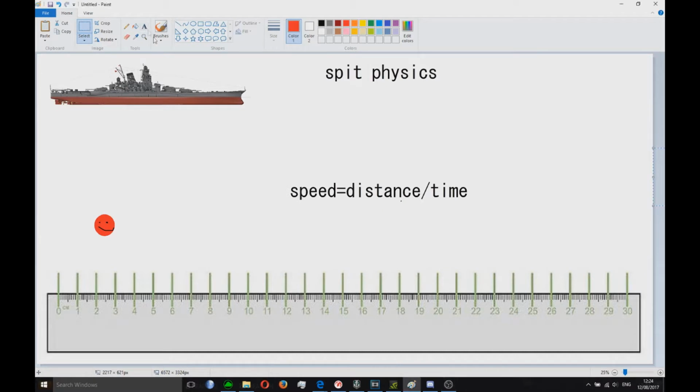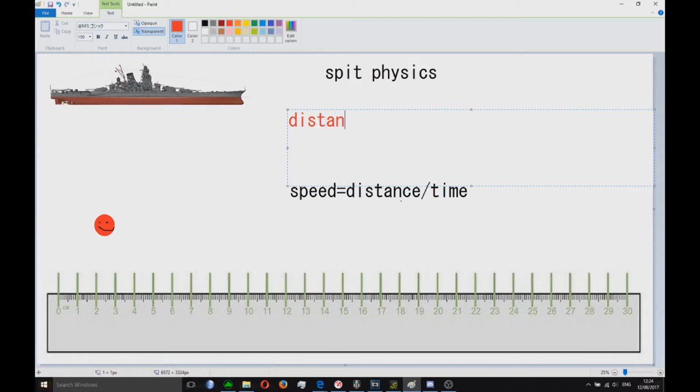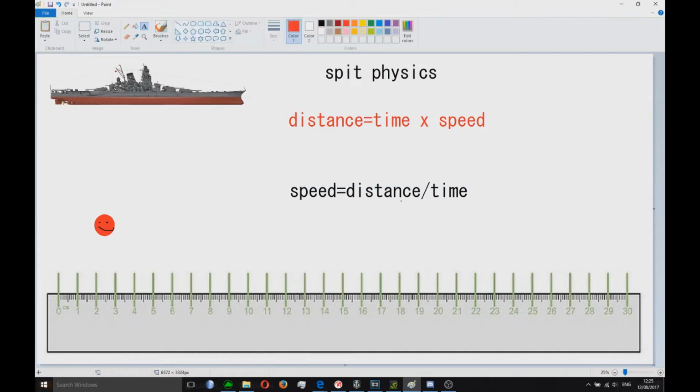Did you know that you can actually switch that about? So turns out, oh shit, it's in red. Who cares? Distance, you can just really fiddle about with it. Distance is equal to time times speed, which is pretty cool. So if you care how I did that, basically what you do is you multiply both sides by time here, so that we have distance by itself. That's literally all I did. I just multiplied both sides by time.